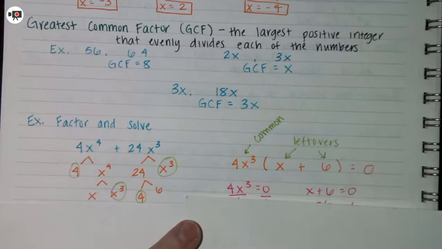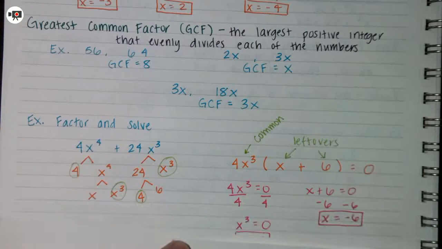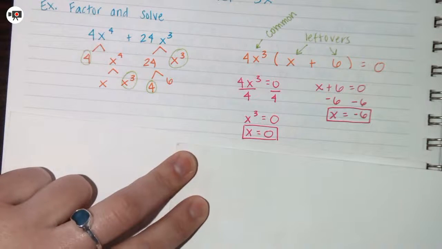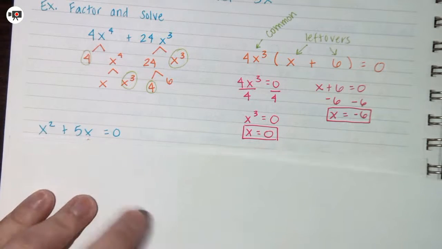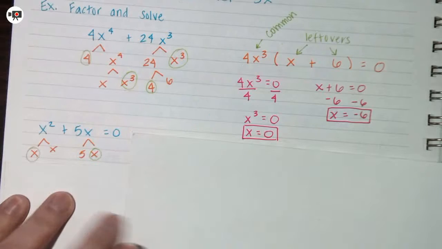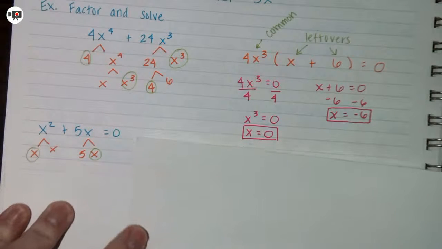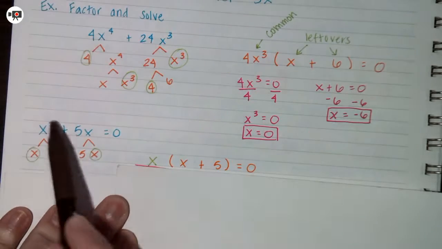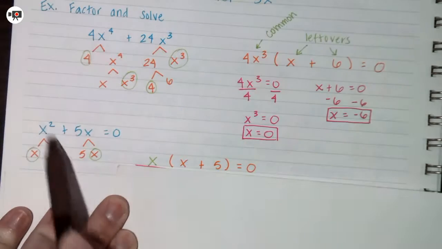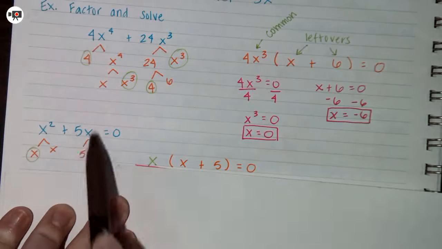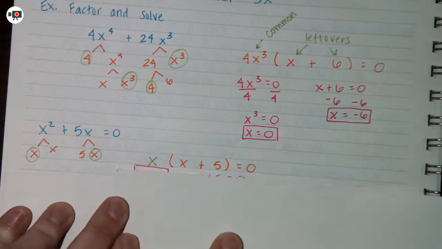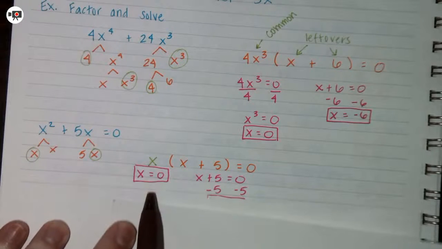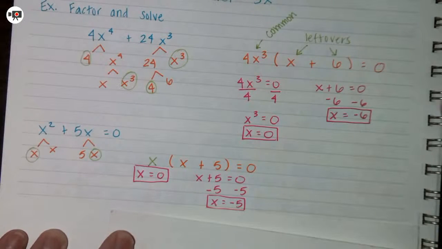Now if I solve that, I would have 4x to the 3rd equals 0, and x plus 6 equals 0. So x would be 0, or x would be negative 6. Factoring this one, I would get x times x and 5 times x. So then I would have x on the outside, because that's what they have in common. Leftovers on the inside. Leftover from x squared is x. Leftover from 5x is 5. So x equals 0 and x equals negative 5.